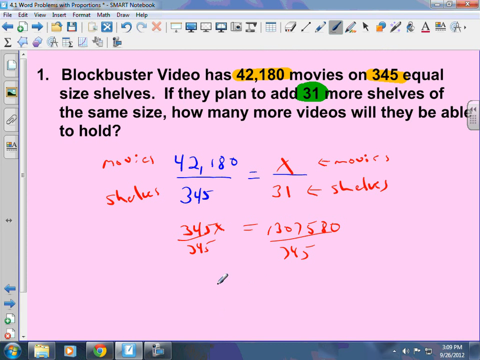And my answer is 3,790. Now, I get a decimal. I can't put a decimal of a movie on a shelf. I can't put like 800ths of a movie. I'm not going to saw it, cut it up, 800ths of it, and put it on the shelf for people to rent. So I just take the decimal away, and I just leave it 3,790. And that's my answer.